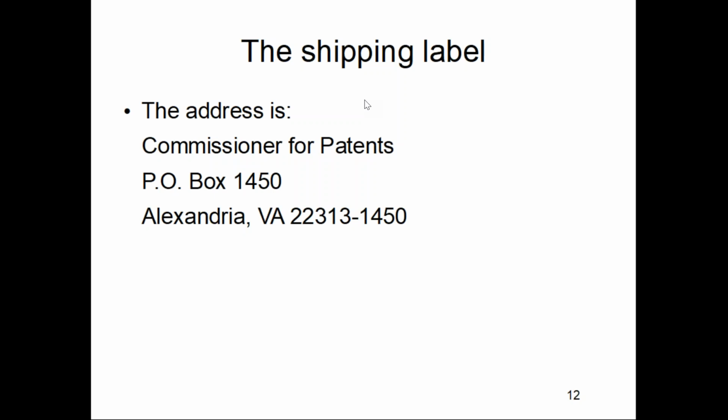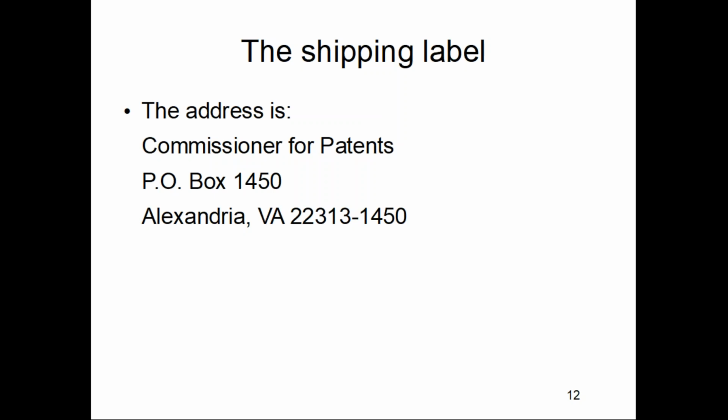What will be the consequences if a person forgets the certificate of transmission? That's an extremely good question. The consequences will be that the patent office will give you credit for the day they receive it from the Postal Service instead of giving you credit for the day you dropped it in the mailbox.